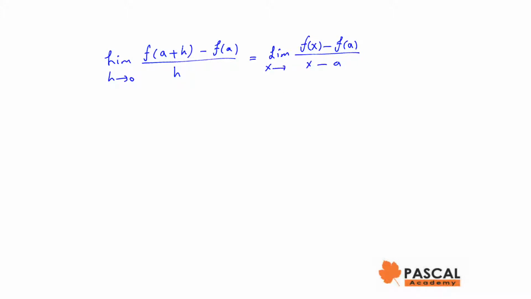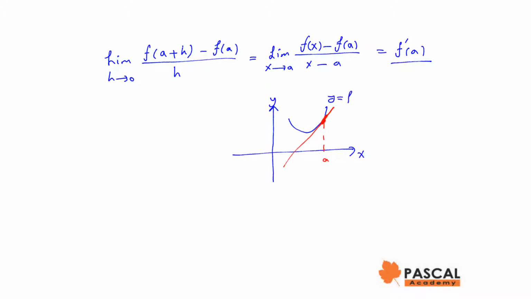By definition, the limit of f of a plus h minus f of a divided by h as h approaches 0, which is the same as the limit of f of x minus f of a over x minus a as x approaches a, is called the derivative of function f of x at x equals a, and it's denoted by f prime of a. f prime of a geometrically represents the slope of the tangent line to the graph of y equals f of x at x equals a.